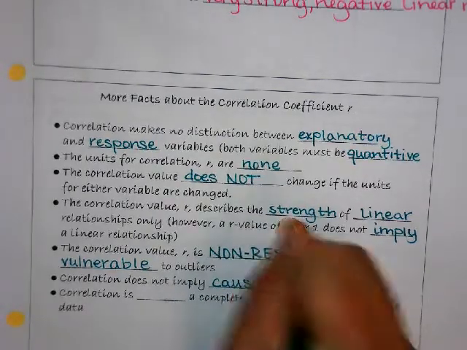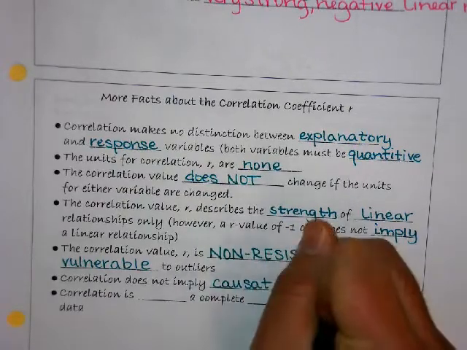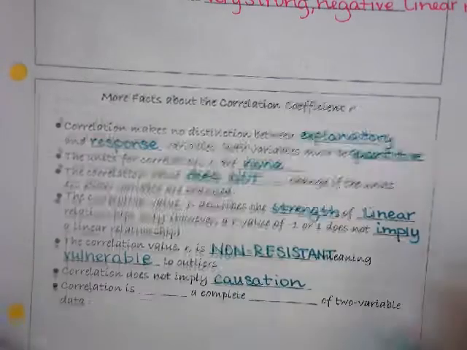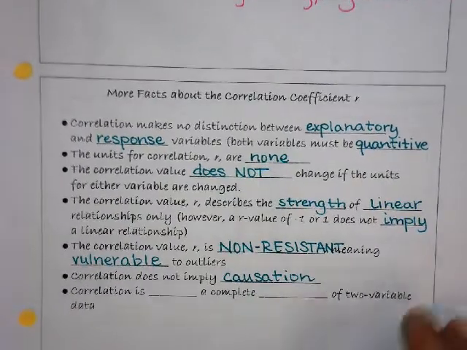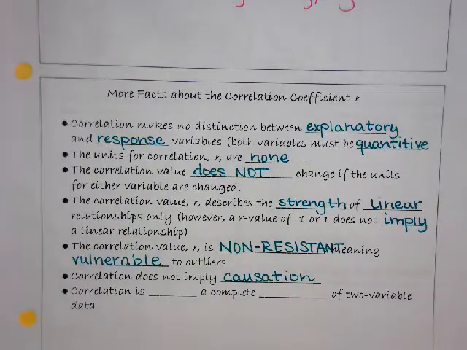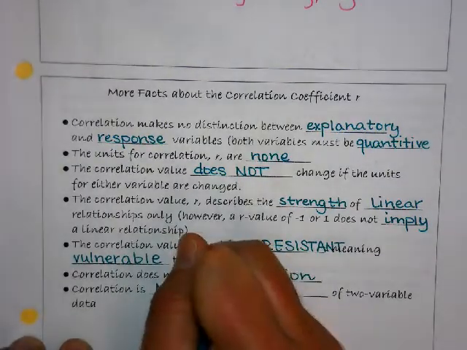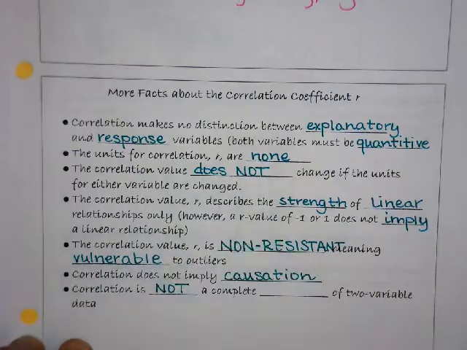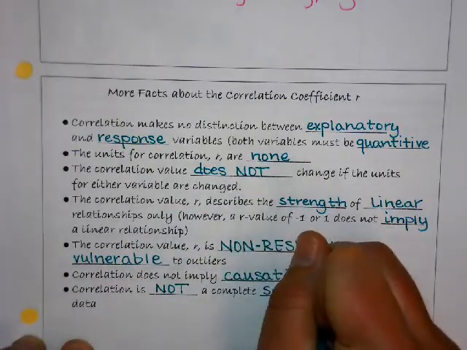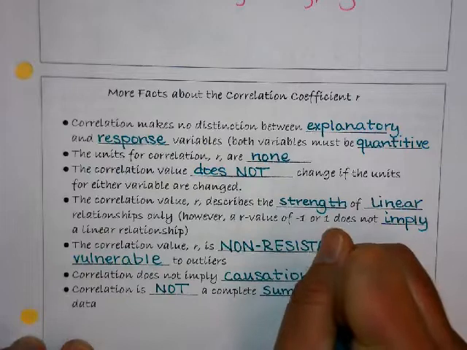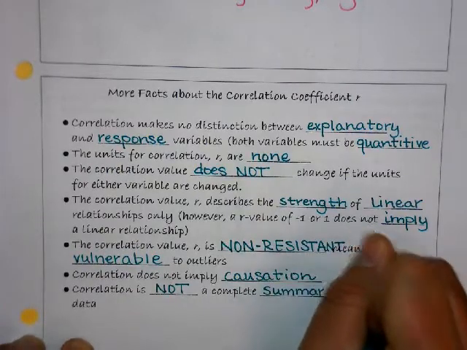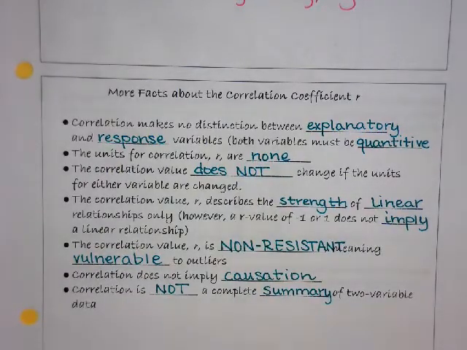Correlation is not a complete summary of two variable data. And you guys will learn that quickly. There's about 4 or 5 other things that we use. We find R squared, we find S, we find residuals, lots of different numbers we're going to find to help us describe two variable data. Questions?